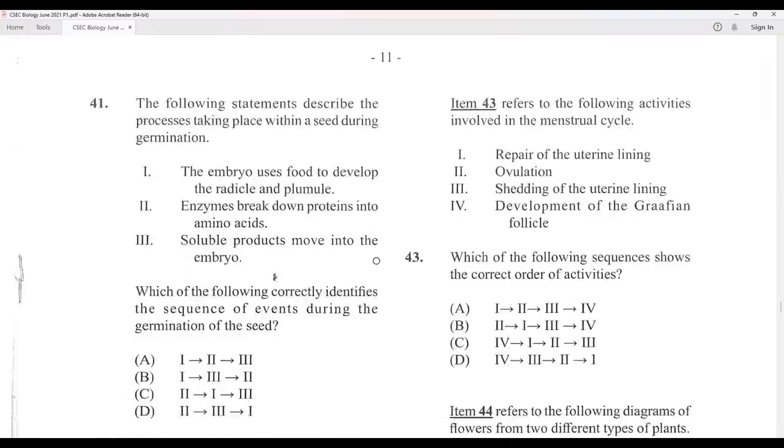The following statements describe the processes taking place within a seed during germination. The embryo uses food to develop the radicle and plumule. The radicle becomes the root. The plumule becomes the shoot. Enzymes break down proteins into amino acids. Yes, soluble products move into the embryo. Which of the following correctly identifies the sequence of events during germination? That would be D. So 2, 3, and 1 must happen in that order.